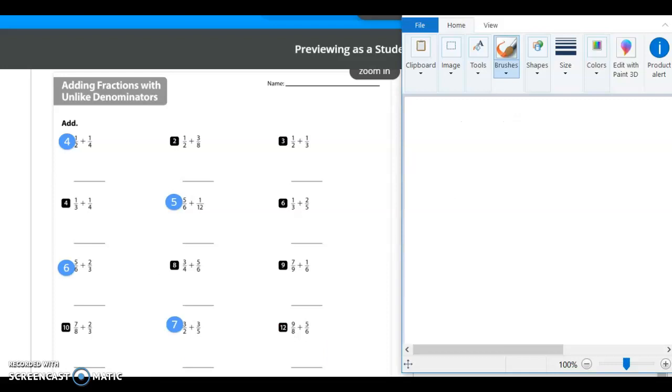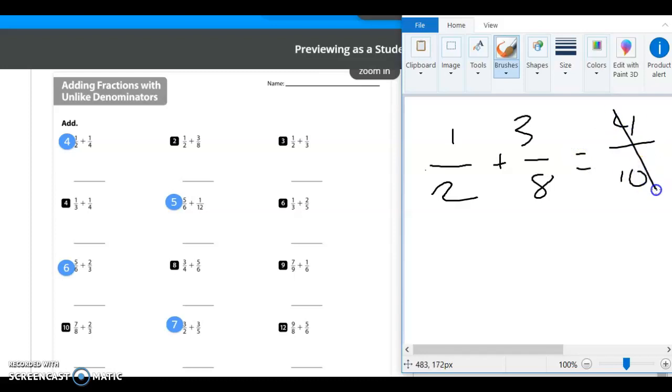All right, so adding fractions with unlike denominators. So let's look at number 2. 1/2 plus 3/8. Now you might be tempted to just say it's 4/10. That is not the right answer. Don't do that. That's wrong. So let me erase that. That's my sound effects for erasing. So how do I solve this problem?